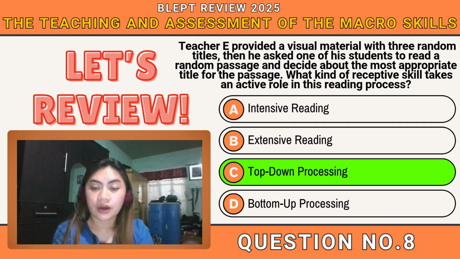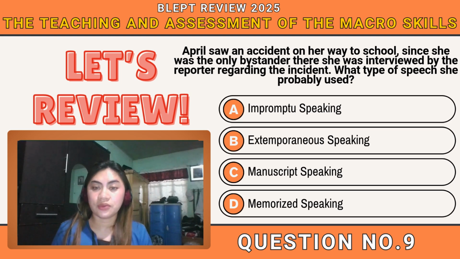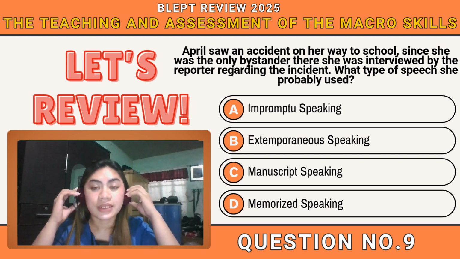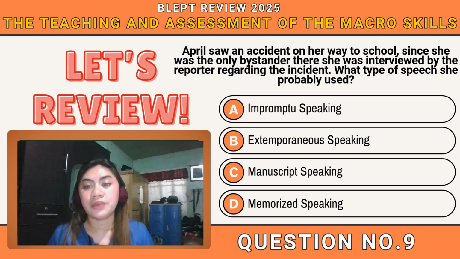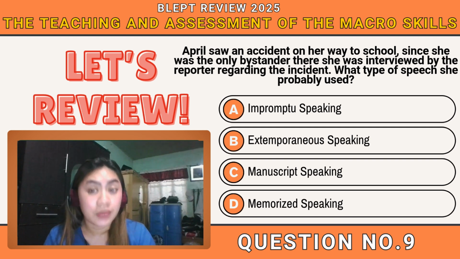Okay, let's move on to the next question. Question number 9. April saw an accident on her way to school. Since she was the only bystander there, she was interviewed by the reporter regarding the incident. So what type of speech did she probably use? A. Impromptu speaking. B. Extemporaneous speaking. C. Manuscript speaking. Or D. Memorized speaking. So you have 10 seconds to answer and your timer starts now.